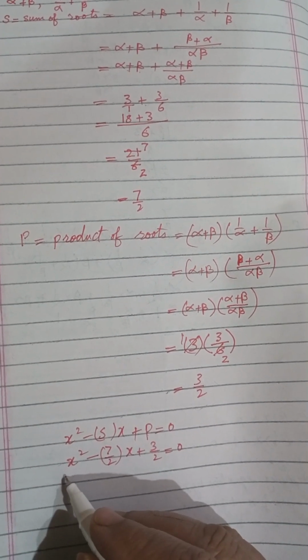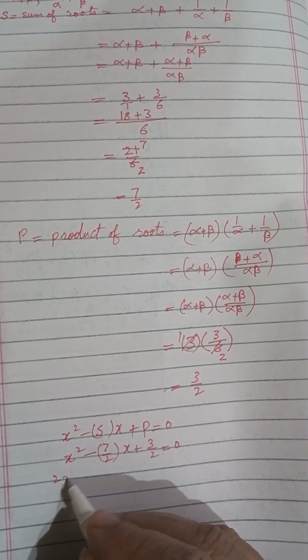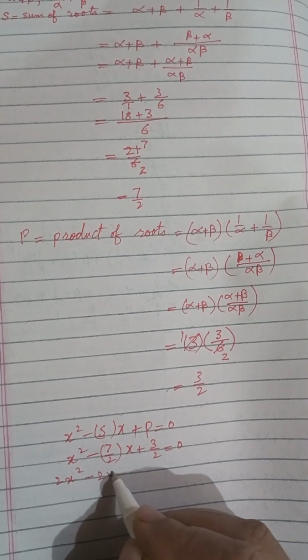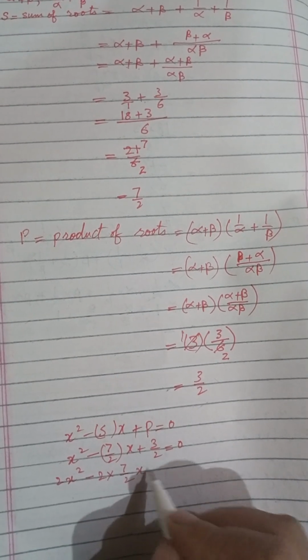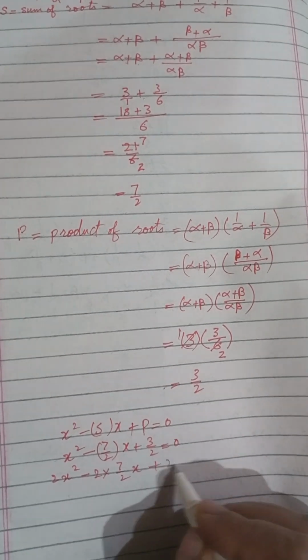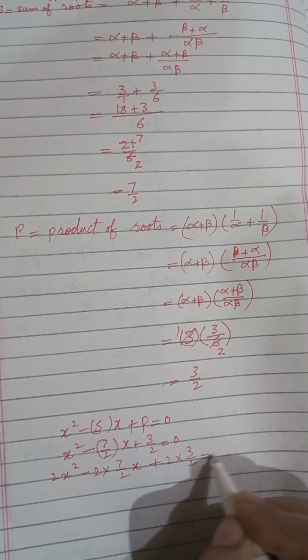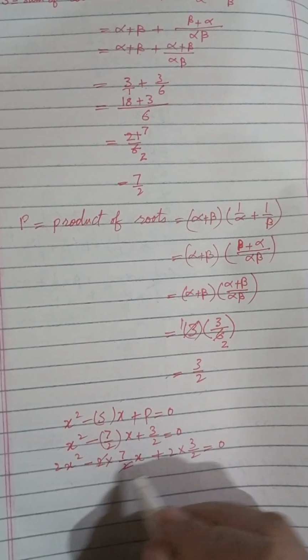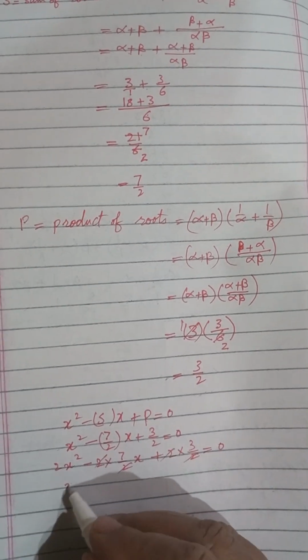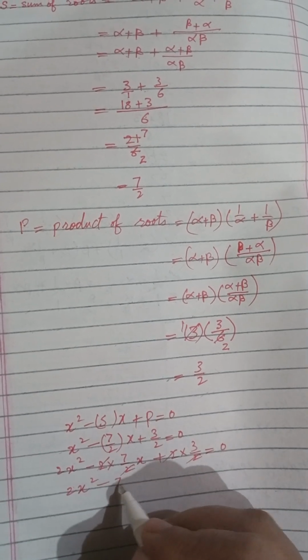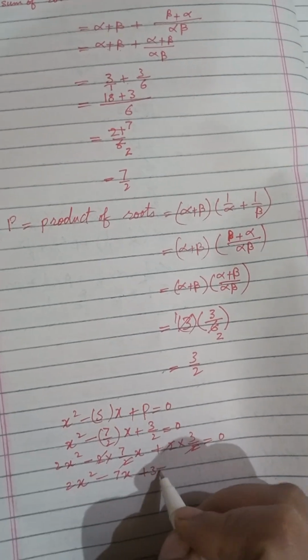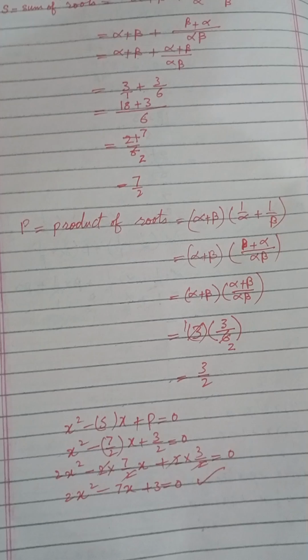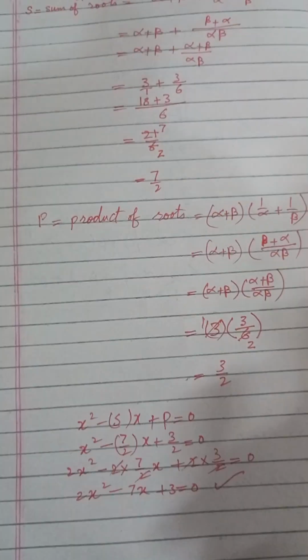Multiplying the equation by 2, we get 2x² − 2 into 7 by 2 x + 2 into 3 by 2 is equal to 0. The 2s cancel. 2x² − 7x + 3 = 0 is the required equation.